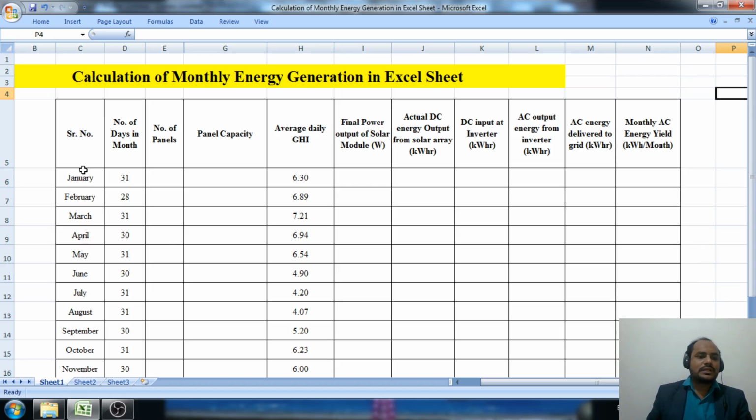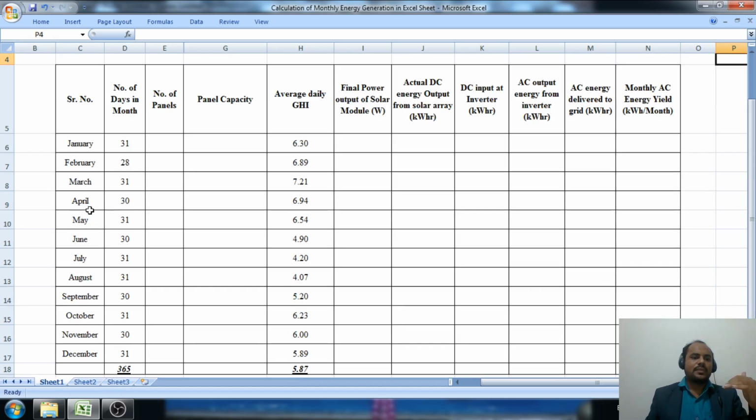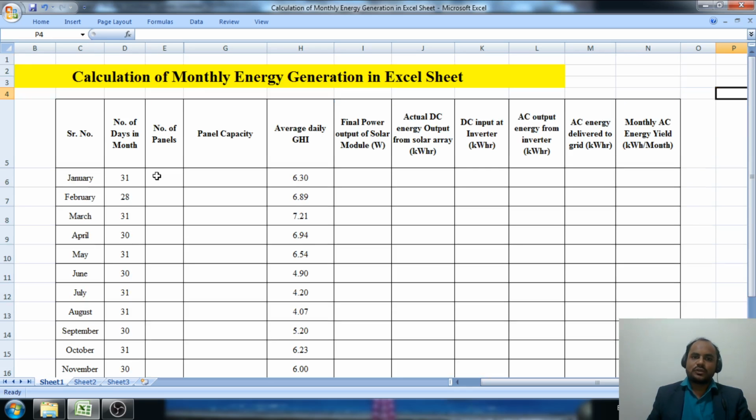The first column is the month, from January up to the December month. We need to calculate the particular energy yield. Again, the number of days in the particular month we have to select over here. January carries 31 days, February carries 28 days. So likewise, manually we just put how many days there are in a particular month that we are selecting.